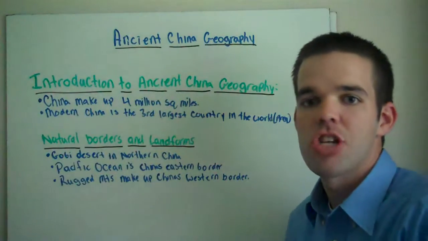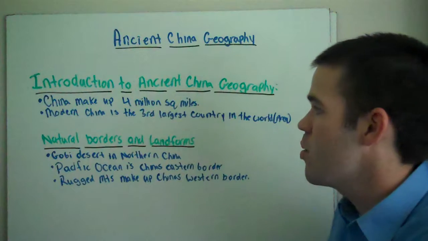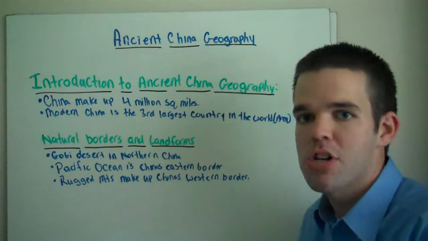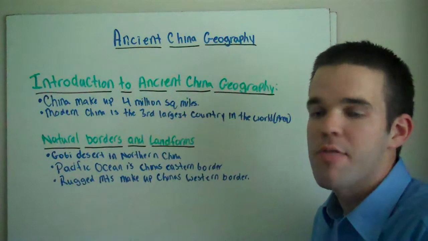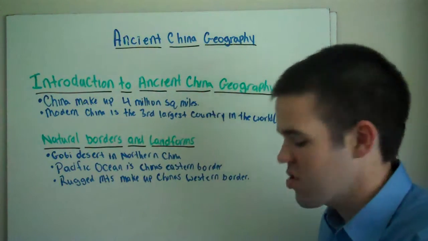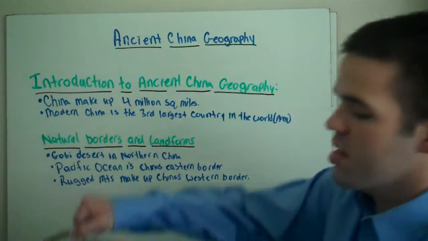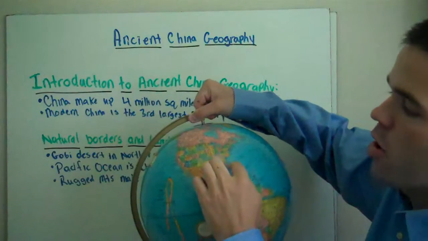We're going to cover ancient China geography. In today's lesson, we're going to discuss where ancient China is. We're also going to talk about the natural borders and the landforms of ancient China. We're going to spend the day as well covering the mountains and the waterways of ancient China. So let's begin today's lesson with where is ancient China, or modern China in that regard as well.